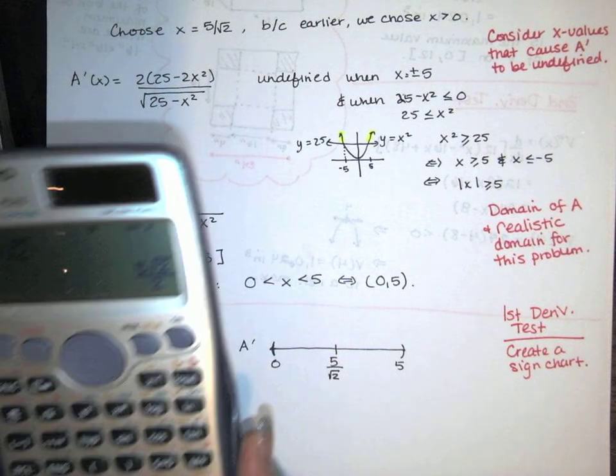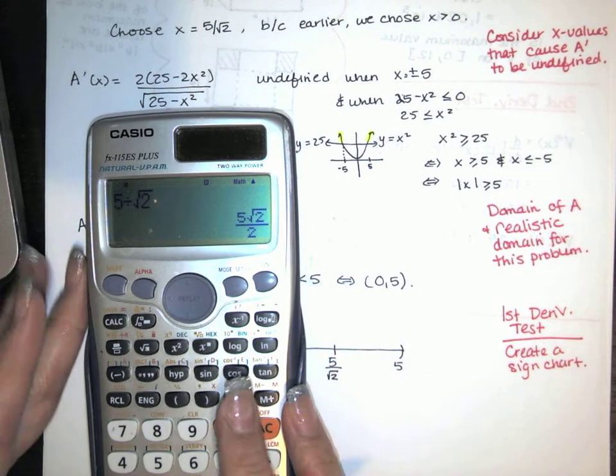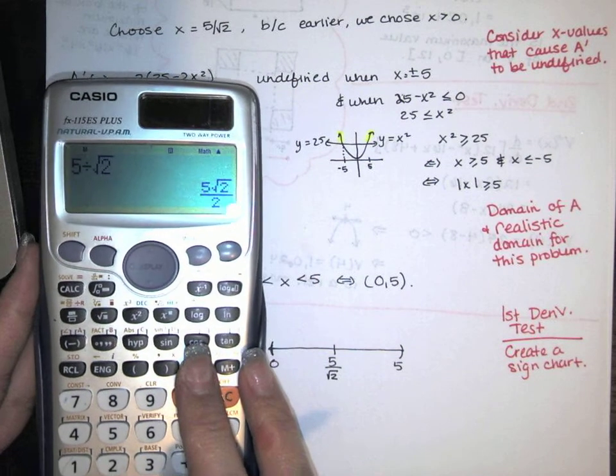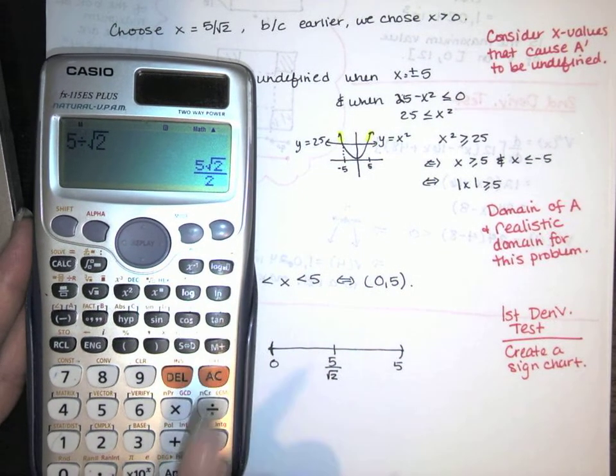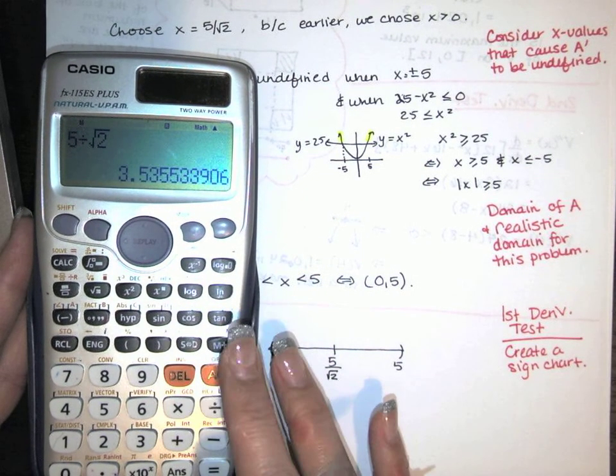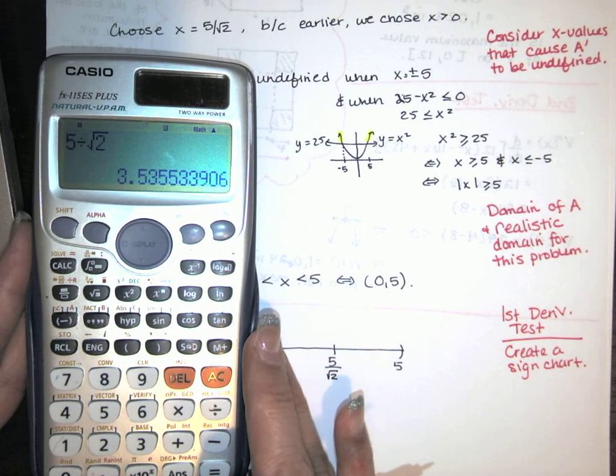And I'm using my calculator to get a numerical approximation. And isn't that a nice calculator that always gives you the exact answer? Press the SD button if you're using the Casio. So we had about 3.54.